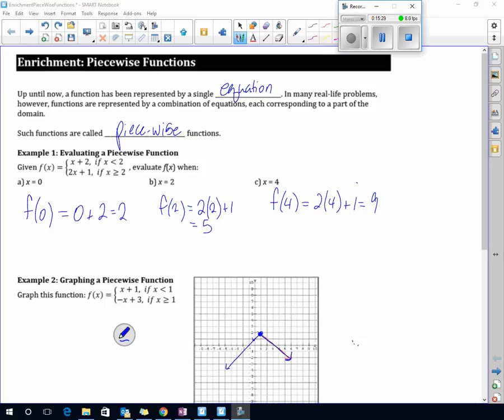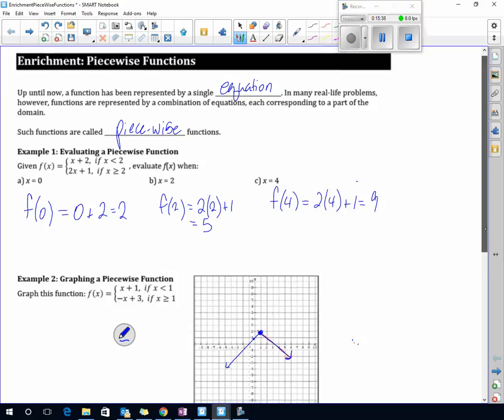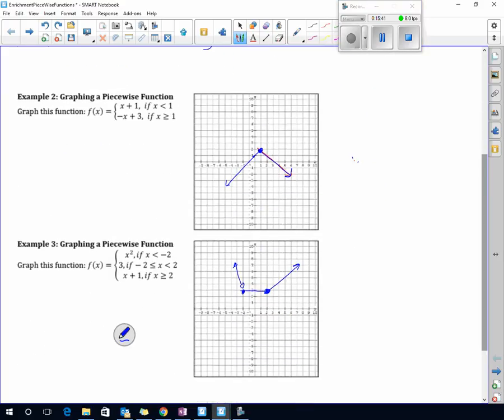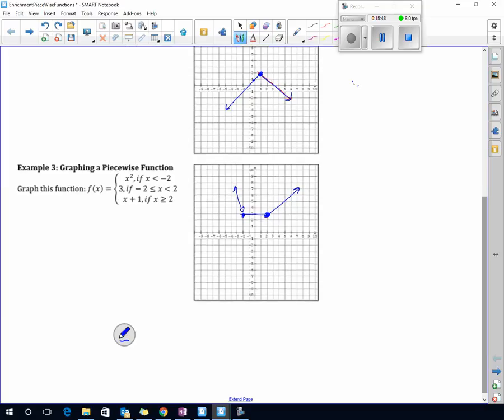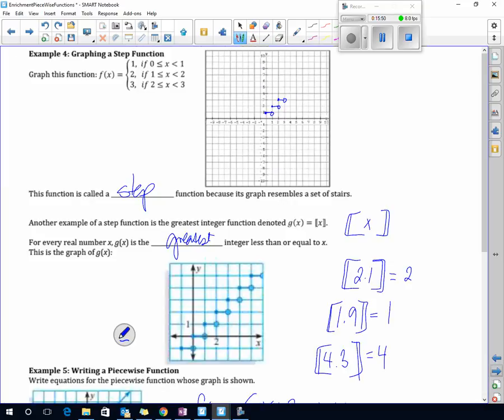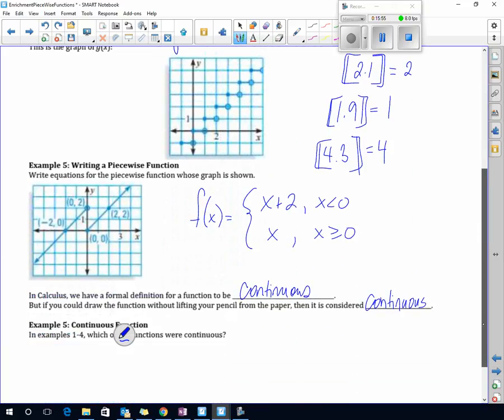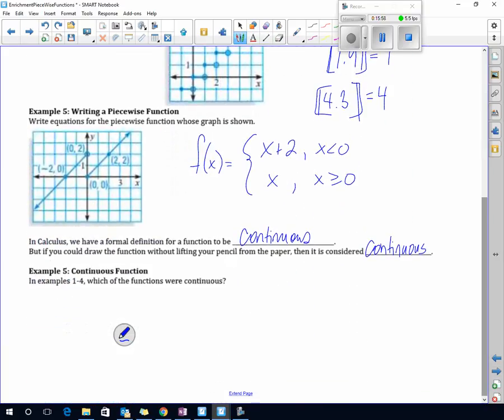Okay? How about this one? Example 2, is that continuous? Example 2 is continuous. Example 3, is that continuous? No. Example 4, is that continuous? No. Example 5, is that continuous? No. So what was the only one that was continuous? Example 2 only. Yes? Okay.